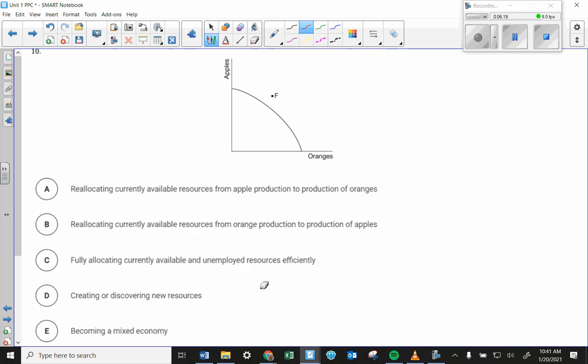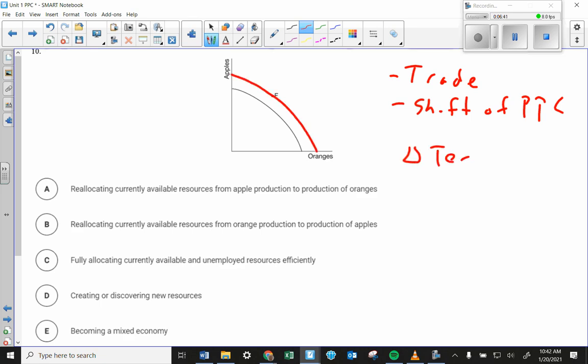Okay, 10 is the exact same concept. It's basically, how do we get out to point F? The only way we can get out to point F is either through trade, which is not part of this problem, or through a shift of the PPC. And what shifts the PPC? Changes in technology, changes in resources, or changes in human capital. And so what we're looking for is which one? The discovery of new resources.